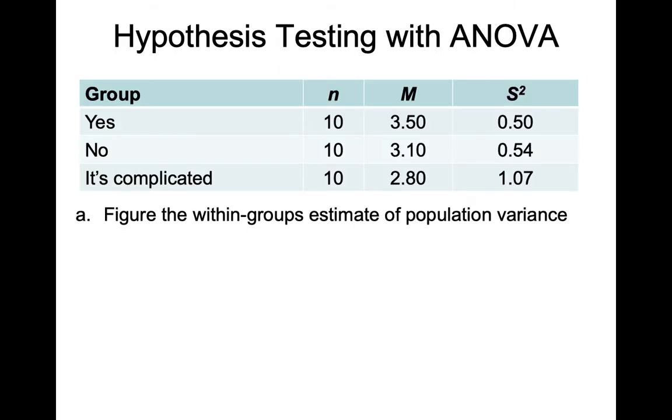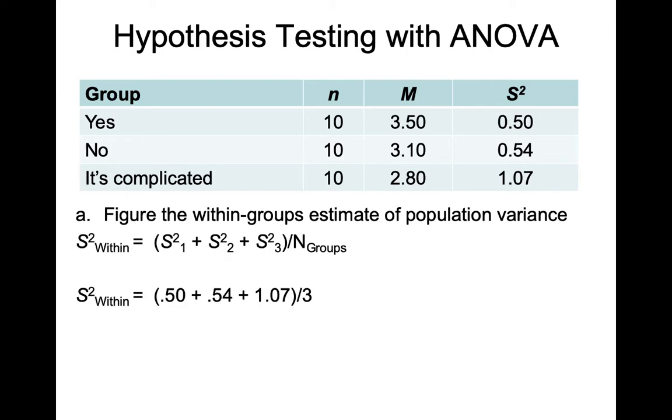Let's start with the within groups approach. We do that by simply pooling together each of our estimates of population variance from each of our 3 groups. So this is nothing more than a simple averaging of each of those estimates. In this case, I'm just averaging 0.50, 0.54, and 1.03 by adding them together and dividing by 3. So our estimate of population variance figured using this within groups approach is 0.7.